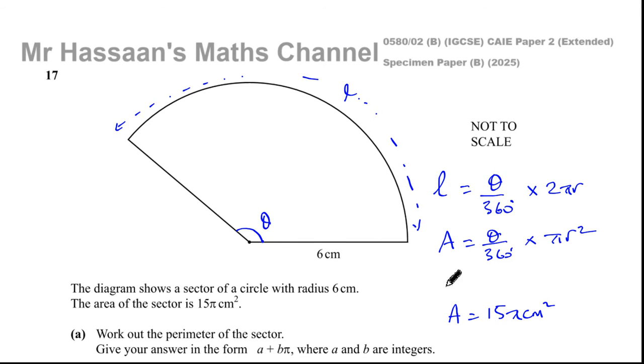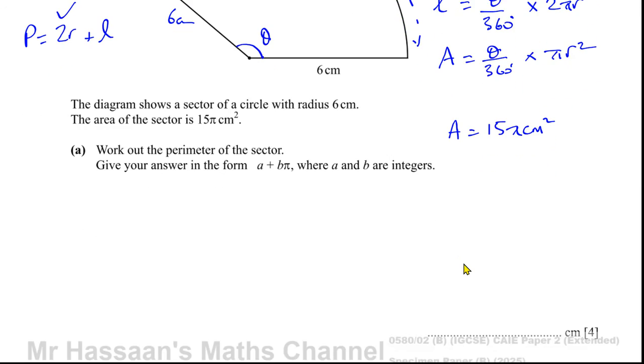The perimeter is the length of the outline of the shape. So the perimeter would be 6 plus 6, which is 2 times the radius, plus the length of the arc. We know this is 6 centimeters, so that's fine. I need to know what the length of the arc is. To find it, I need to know this angle. Theta over 360 times 2 pi r. I have r. How do I find this angle? Well, they gave us the area. So our objective now is to find the angle theta.